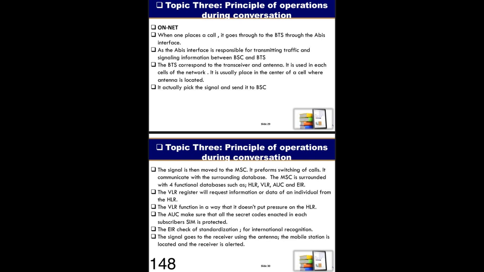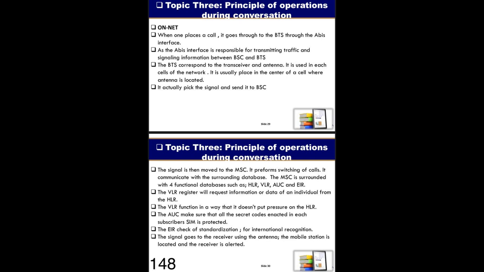On-net, when one places a call, it goes through to the BTS through the Abis interface. As the Abis interface is responsible for transmitting traffic and signaling information between BSC and BTS, the BTS corresponds to the transceiver and antenna. It is used in each cell of the network. It is usually placed in the center of a cell where the antenna is located. It actually picks up the signal and sends it to the BSC.